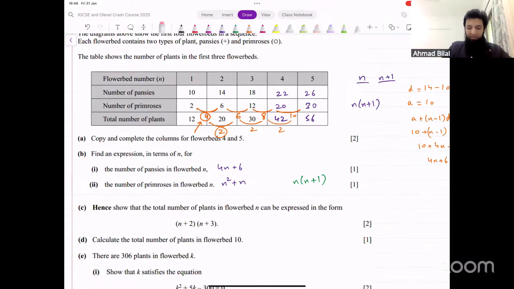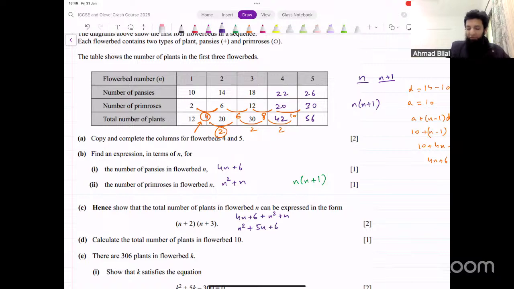It says, hence show that the total number of plants in flower bed n can be expressed in this form. The total number of plants. Okay, so we already have the number of the first type of flower and the number of the second type of flower. We can just add them. The first one is 4n plus 6. The second one is n squared plus n. Let's add them up together. And that gives us n squared plus 5n plus 6.